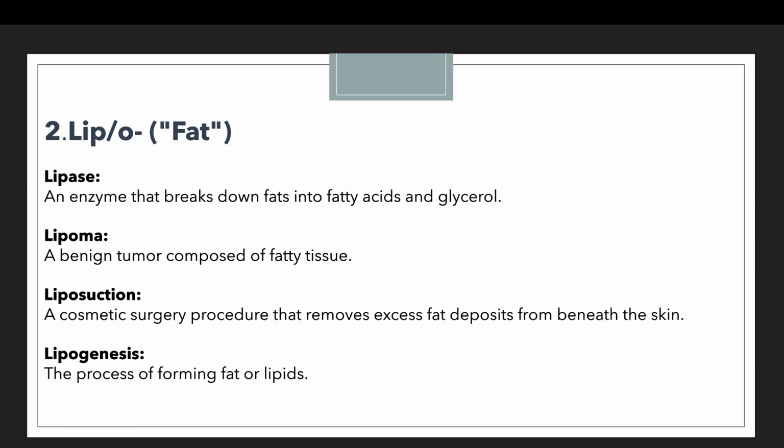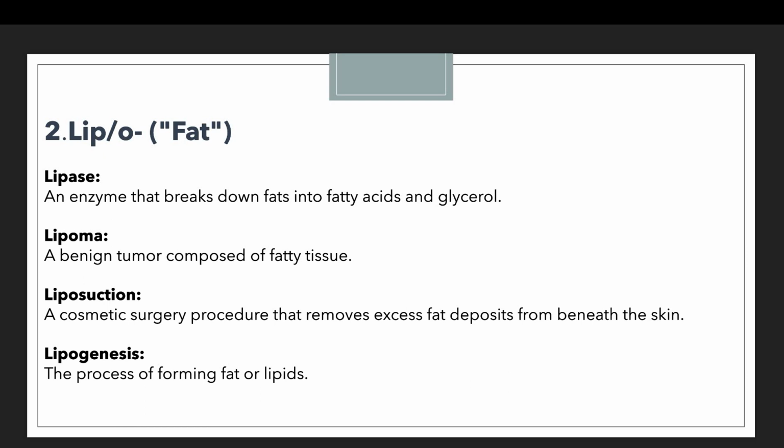For example, lipase. Now what is lipase? It is an enzyme that breaks down fats into fatty acids and glycerol. Okay, so this enzyme we will denote with the help of lipase.